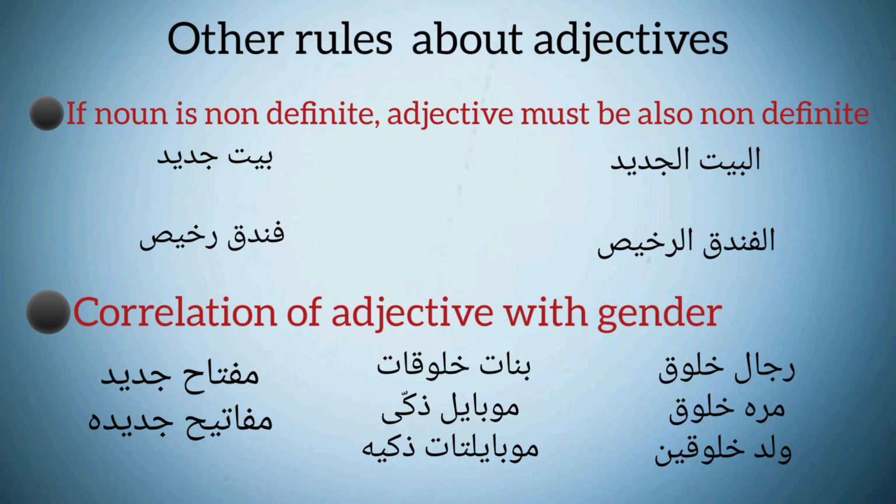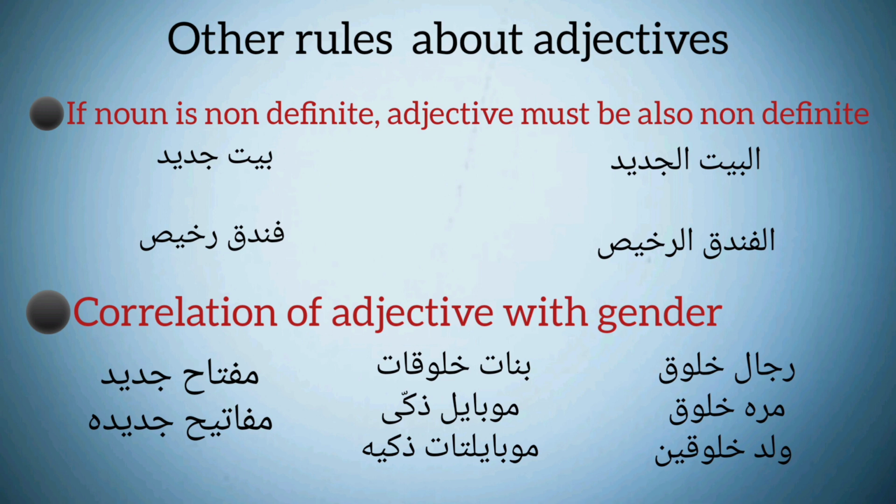البيت الجديد. If you want to say this with an attached pronoun, for example, our house, our new house, you have to say البيتنا الجديد. You cannot say البيتنا الجديدتنا. No, it's wrong. You have to say البيتنا الجديد. The noun is definite and our adjective is also definite.